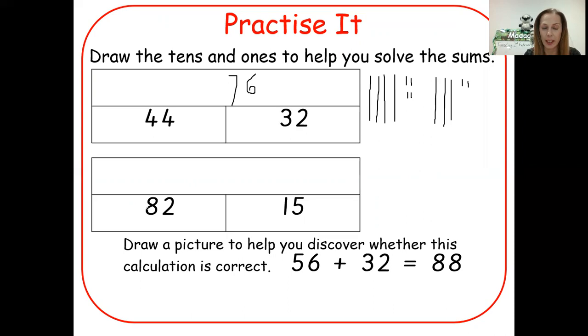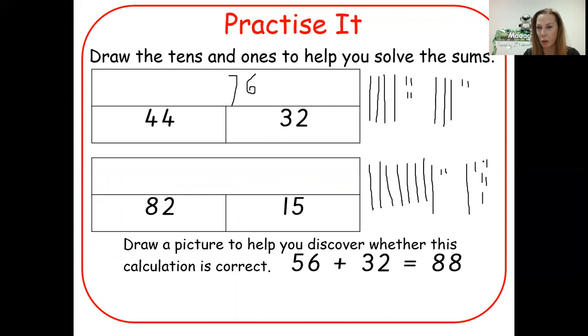Okay, let's have a look. So 82, I'm going to draw my 80: 10, 20, 30, 40, 50, 60, 70, 80, 81, 82, and then 10, 11, 12, 13, 14, 15. Okay, so I'm going to add my ones together to start with. So I know I've got 5 here because I just drew the 5 for 15. So 5, 6, 7. So I've got 7 ones.